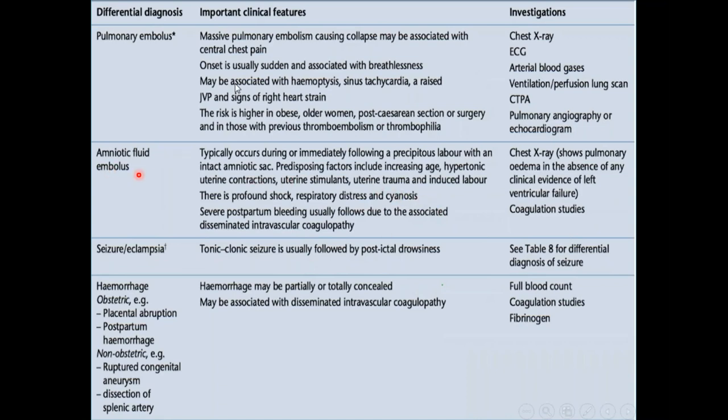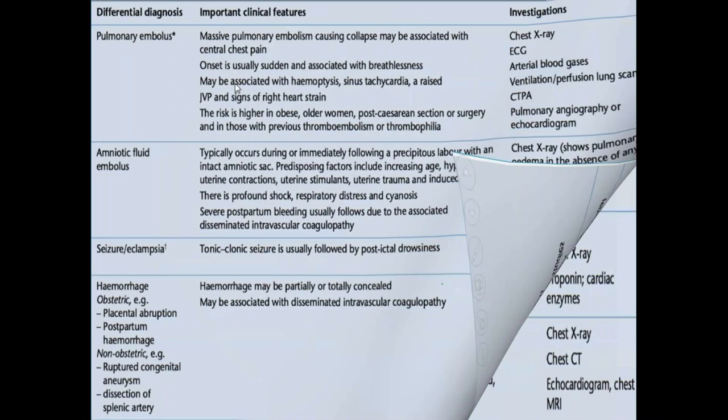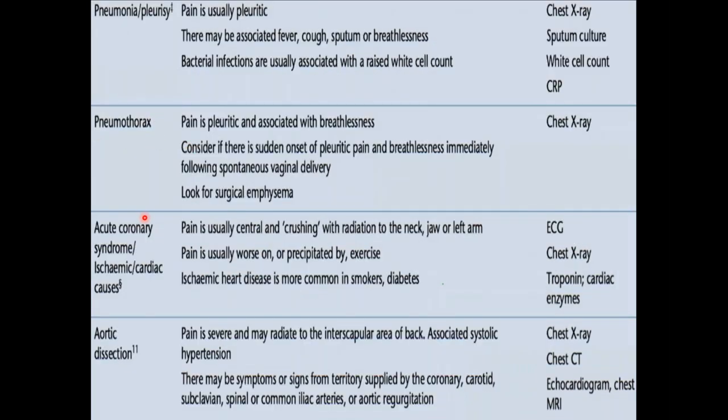About amniotic fluid embolism, it typically occurs during or immediately following labor, with intact membranes. You can do a chest X-ray and coagulation profile. About eclampsia, it presents with seizure, and with hemorrhage we need to do a full blood count, coagulation studies, and fibrinogen. The differentials also include pneumonia, pneumothorax, acute coronary syndrome, and aortic dissection.